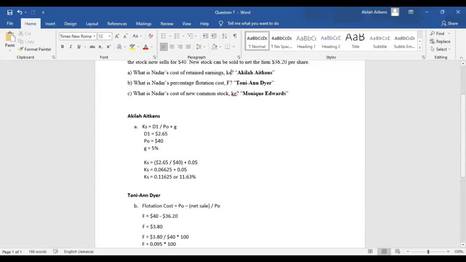$2.65 divided by $40 equals 0.06625, plus the 5%, which is the growth rate. That is equal to 0.11625, or we can say 11.63%.